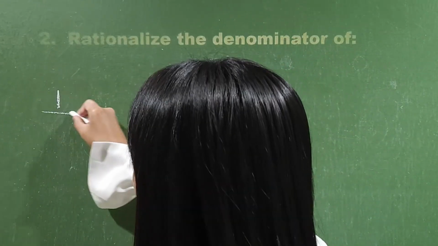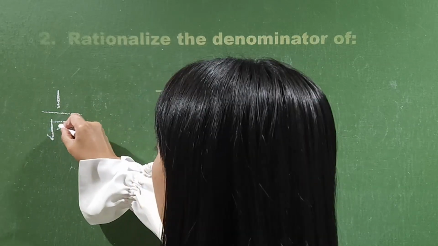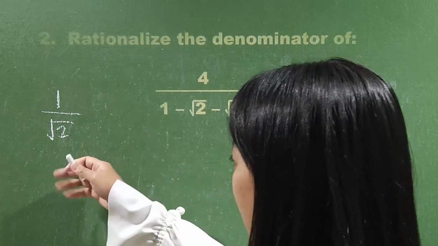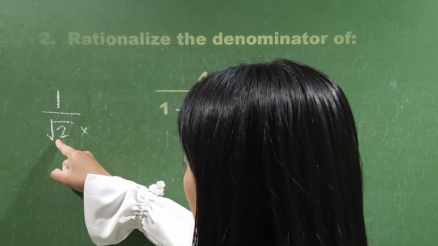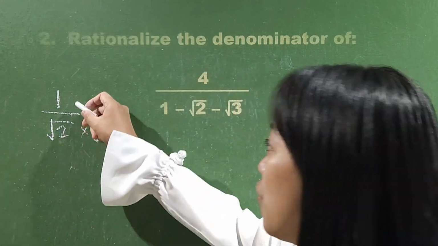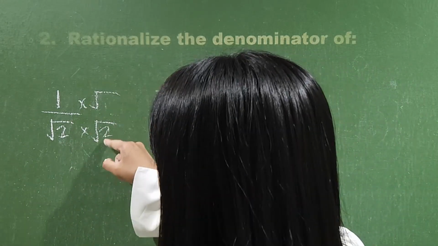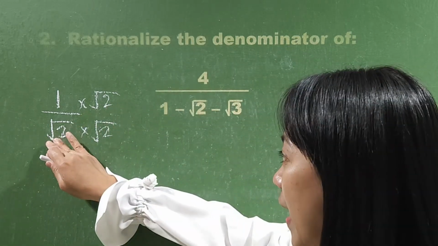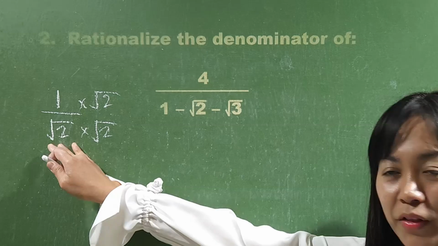If we have one term in the denominator, like for example, 1 over square root of 2, to rationalize, we said that we are just going to multiply the denominator by the same number. The numerator also must be multiplied by this square root of 2. So that's how to rationalize if the denominator is one term.